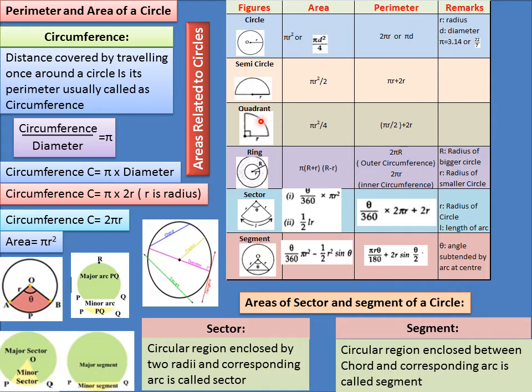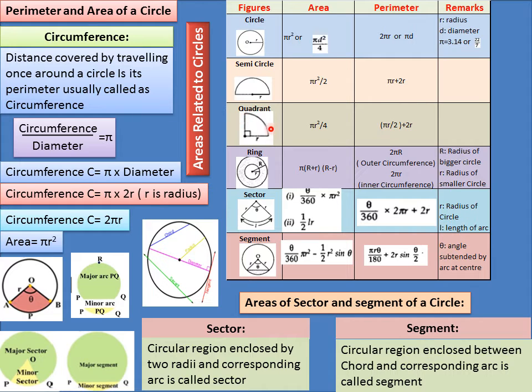Then a quadrant is again half of this semicircle. So accordingly the area becomes half of this, which is pi r square by 4, because a quadrant is half of the semicircle. And for the perimeter, the arc part is pi r by 2, plus we need to add the radii also, r plus r, that is 2r.